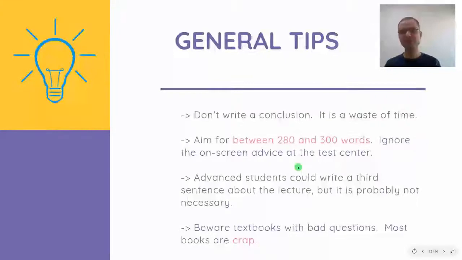Now, before I close the video, a few general tips about the integrated task. First off, don't write a conclusion. It's a waste of time. You don't need it. Aim for between 280 and 300 words. Ignore the on-screen advice at the test center. It's going to tell you 180 words is fine. That's baloney. Don't believe it. Advanced students could write a 3rd sentence about the lecture in each body paragraph, but it is probably not necessary.